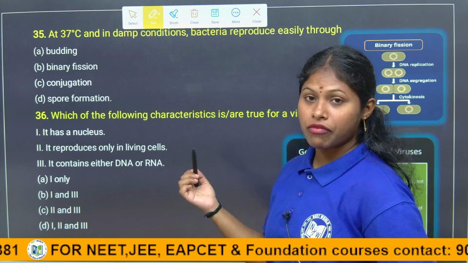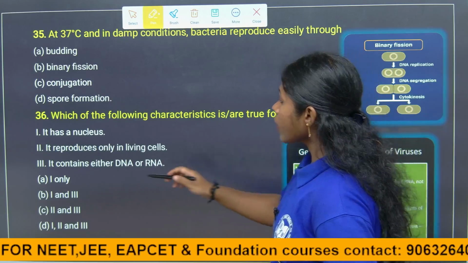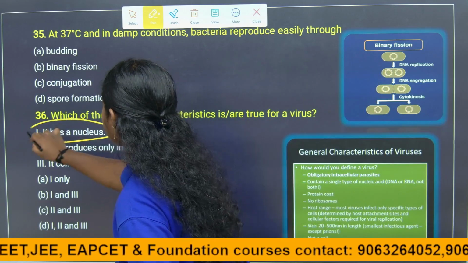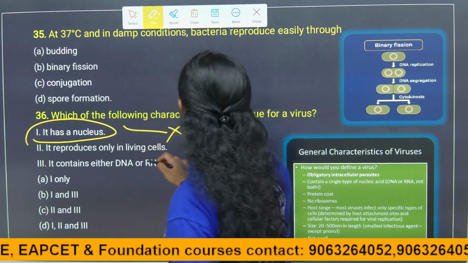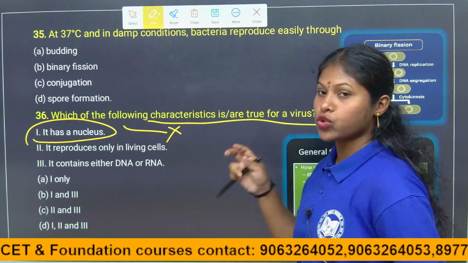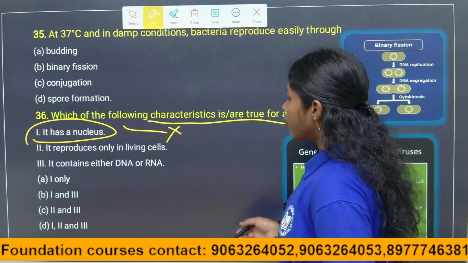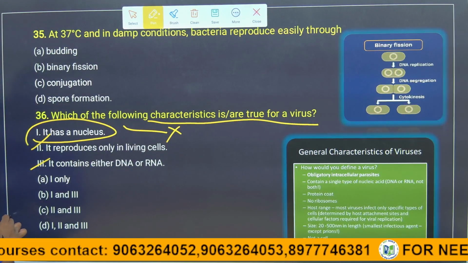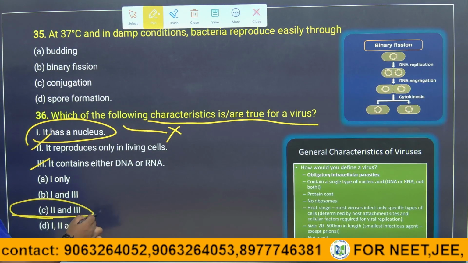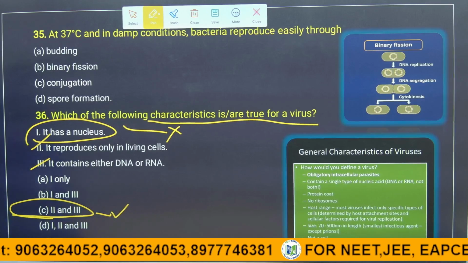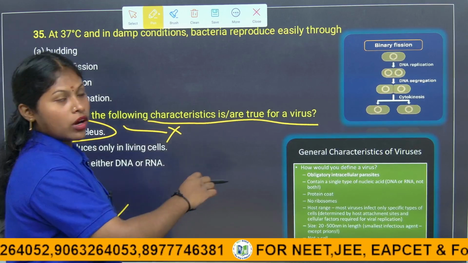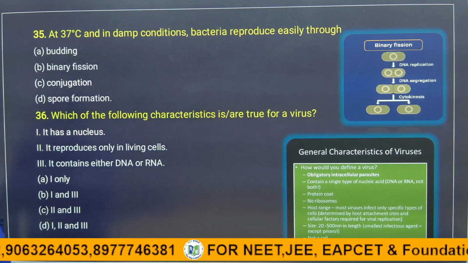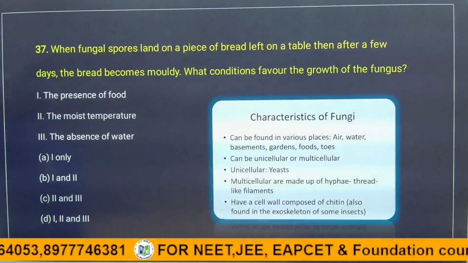So the virus does not have a well-developed nucleus, so that statement is absolutely wrong. They are asking for the characteristics which are true for viruses. So 2 and 3 are the correct answer. Yes, 2 and 3 are the right answer according to this question. I hope you are all clear, children. Let's move to another question.